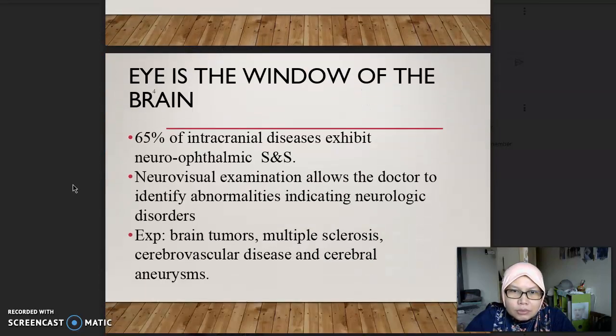Okay. So, do you know that 65% of intracranial diseases exhibit neuroophthalmic signs and symptoms? For example, do you know that a patient with a neurological problem can actually come to the eye clinic instead? People with brain tumors can come with visual field defect. People with multiple sclerosis can come with optic neuritis, and people with stroke can come with visual field defect also, and so on.